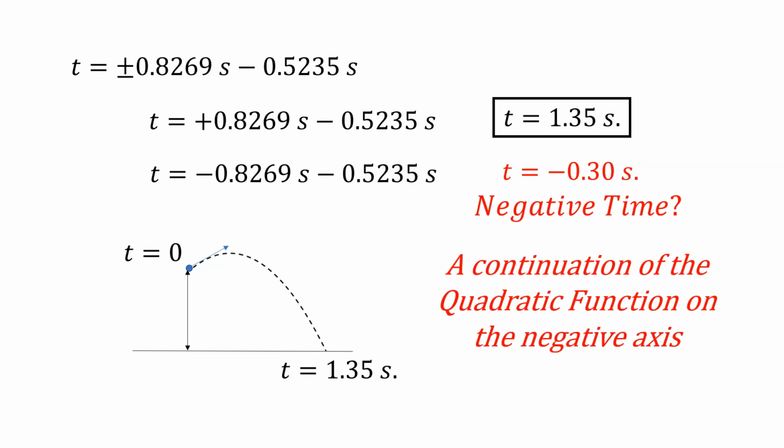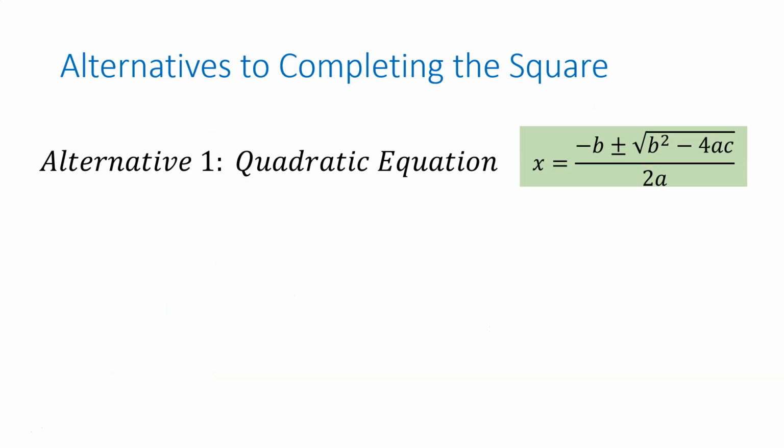It turns out that this is the solution when the quadratic function is evaluated along the negative axis. This equation describes the entire quadratic function, not just for positive values. You have to use your conceptual understanding of the physical situation to properly interpret the results. To be honest with you, completing the square is not how most students prefer to solve this kind of problem.